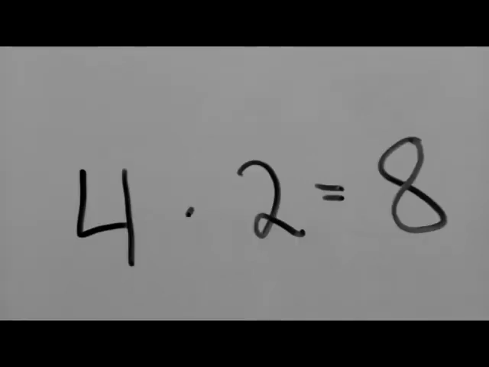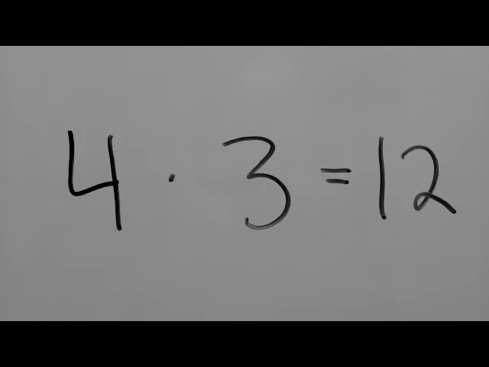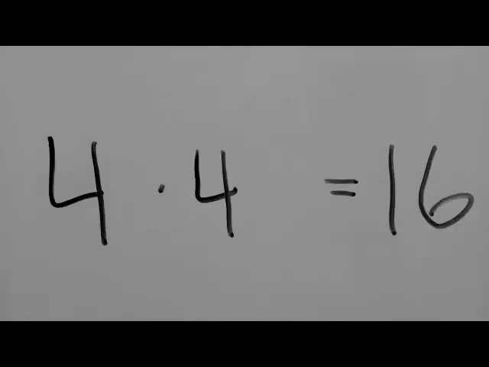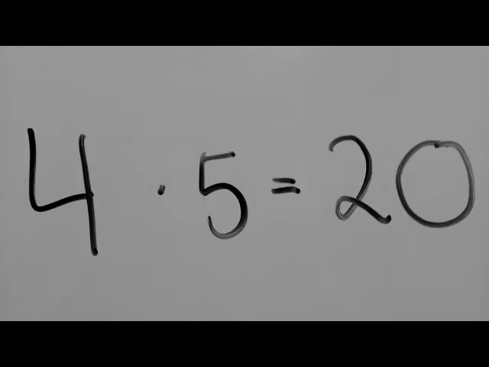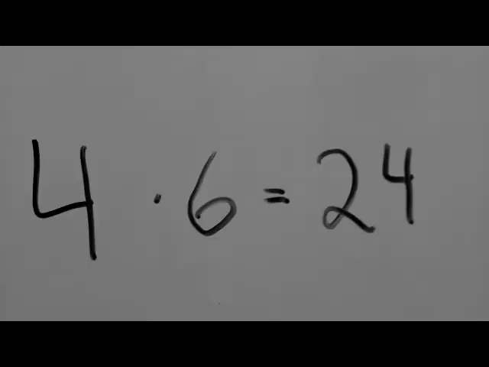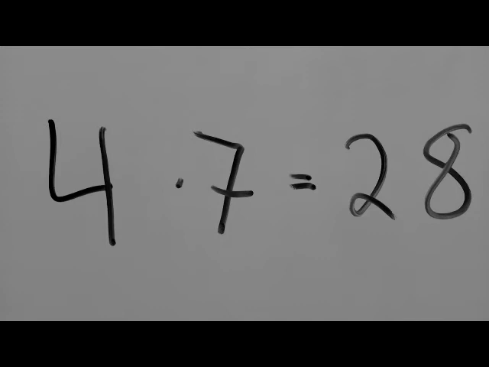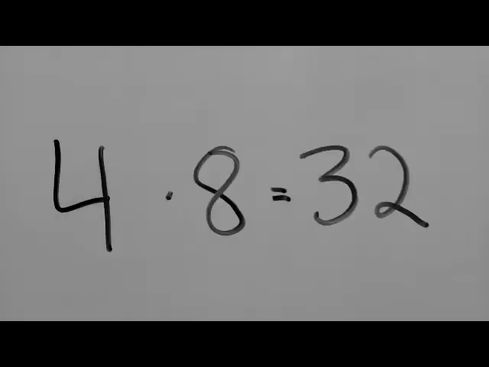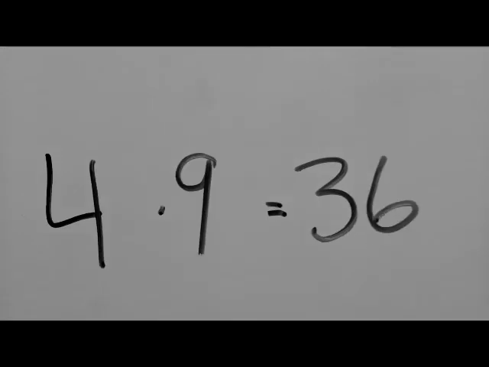4 times 1 is 4, 4 times 2 is 8, 4 times 3 is 12, 4 times 4 is 16, 4 times 5 is 20, 4 times 6 is 24, 4 times 7 is 28, 4 times 8 is 32, 4 times 9 is 36.